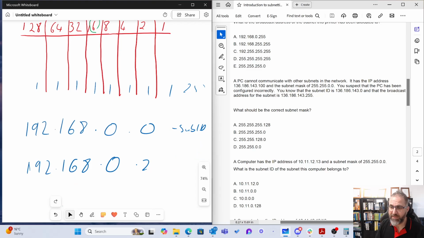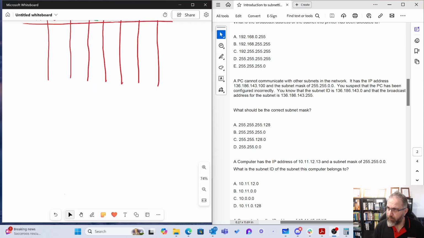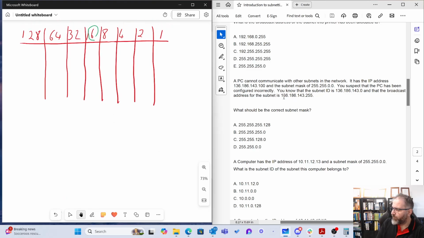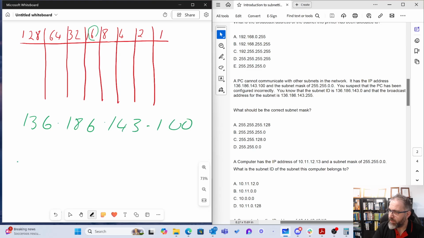I'm just going to pause this and do a bit of cleanup really quickly. Okay, so I've done a bit of cleanup there. So now, whenever you face an issue like this, it's always good to write it down if you can. So we've got an IP address 136.186.143.100. We've got a network mask that is currently written as 255.255.0.0, and already my mind's going a bit weird here. It's thinking, hey, that looks a bit strange.